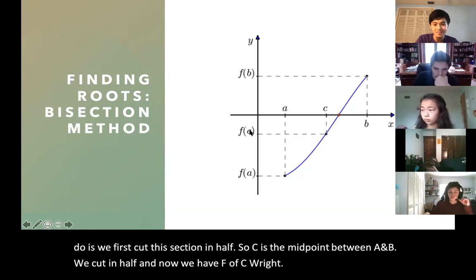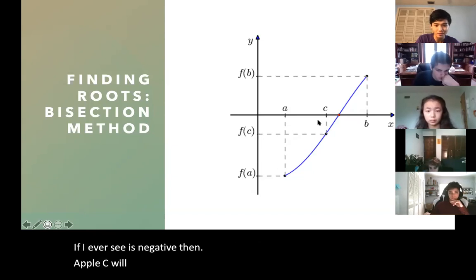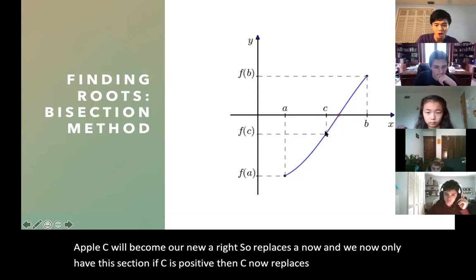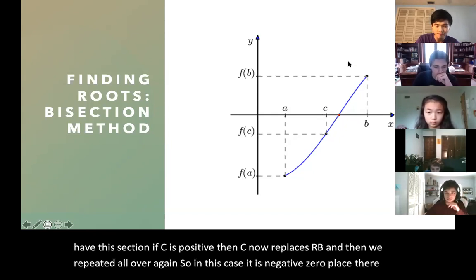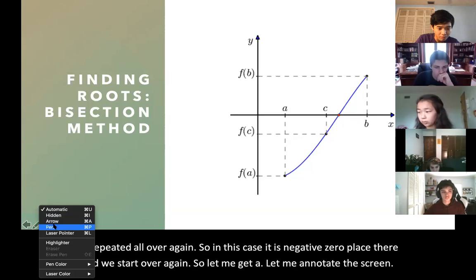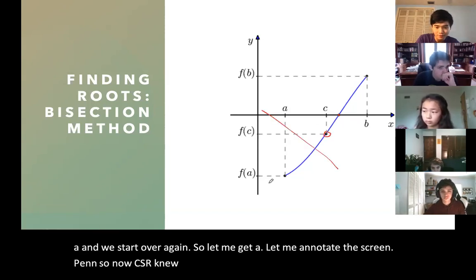If f of c is negative, then c becomes our new a, so c replaces a and we only have this section. If f of c is positive, then c replaces our b. And then we repeat it all over again. In this case, f of c is negative, so c replaces our a, and we start over again. Let me annotate the screen. Now c is our new a, so we get rid of this part of the graph.